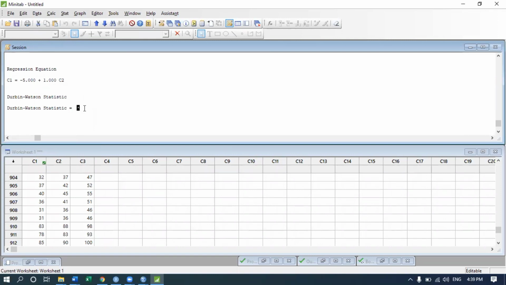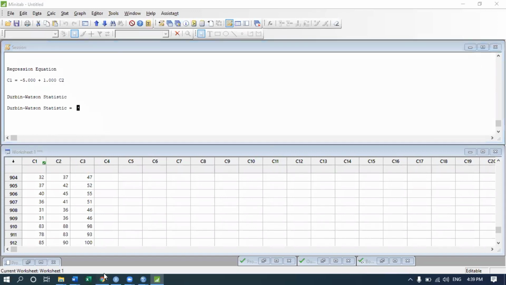Once you see that result, you use it to make a decision. Now, how do you make your decision? We are going to work with a table. I will send a table to our WhatsApp group that we'll be using. Durbin-Watson doesn't have a p-value; Minitab or SPSS doesn't give us a p-value. So that's how we work with the table.